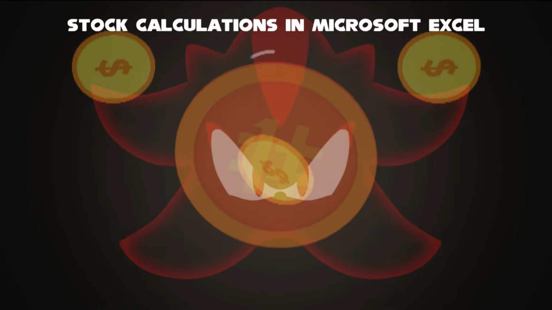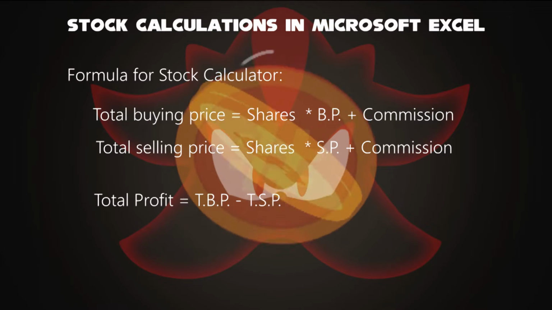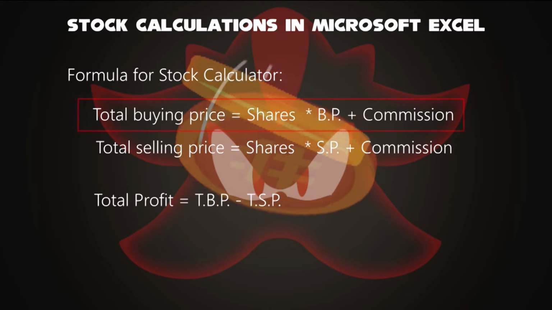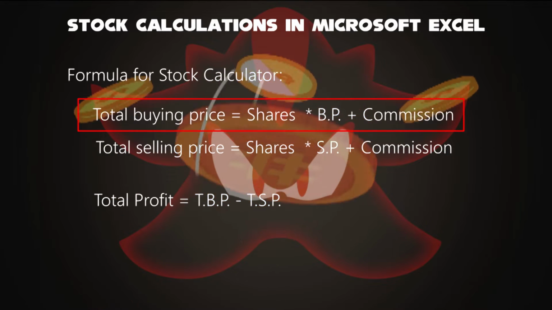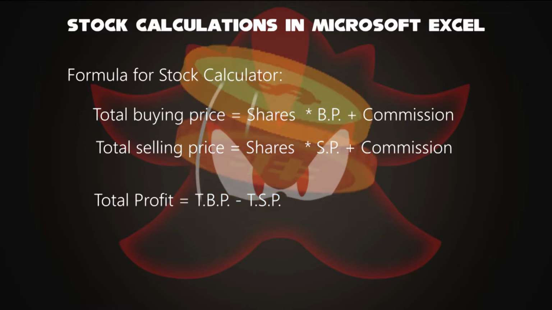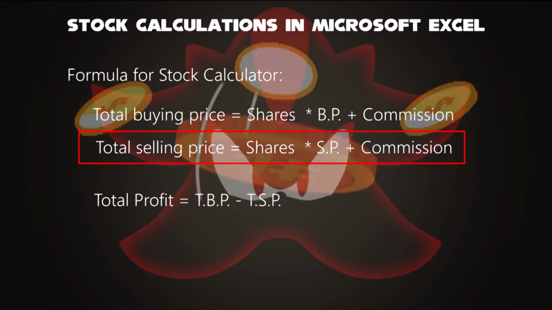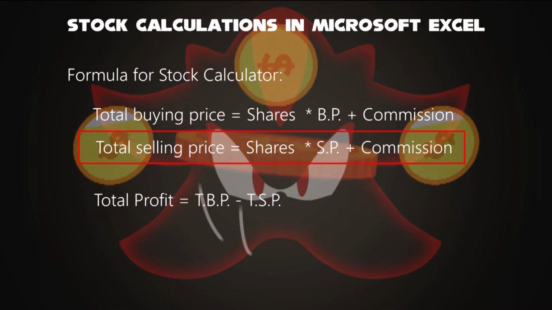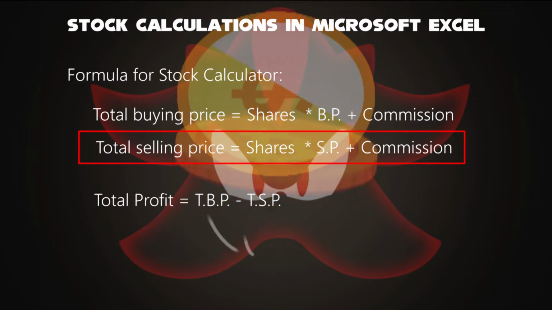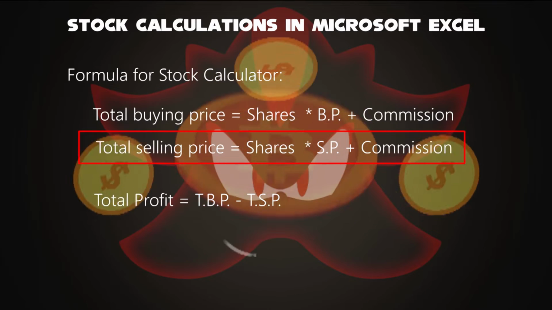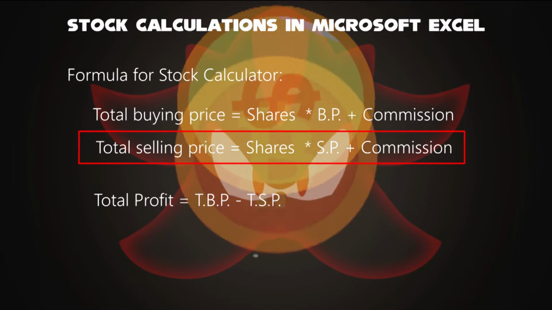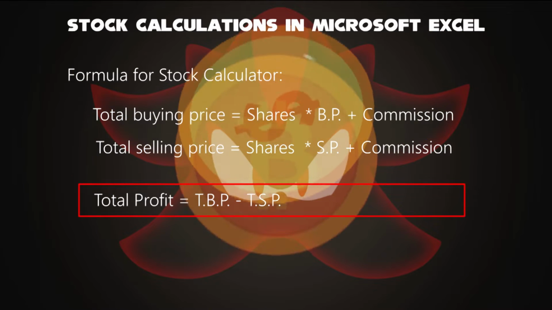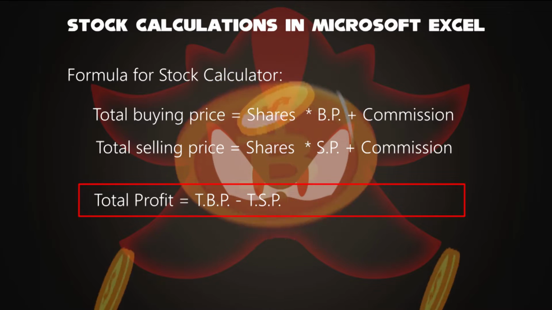But before, let's make a quick recap on the last video. The formula for the stock calculator is given by the total buying price equal to shares multiplied by buying price plus buying commission. Also the total selling price equal to shares multiplied by selling price plus selling commission, where commission is a service charge assessed by a broker or investment advisor for providing investment advice or handling purchases and sales of securities for a client. To obtain a total profit, the total selling price must be greater than the buying price.